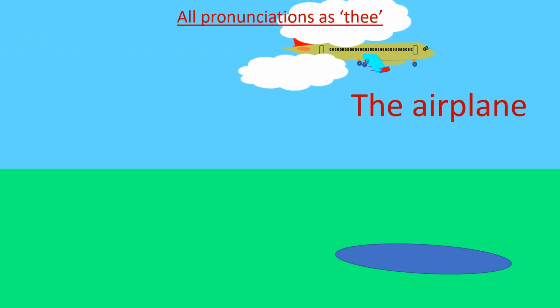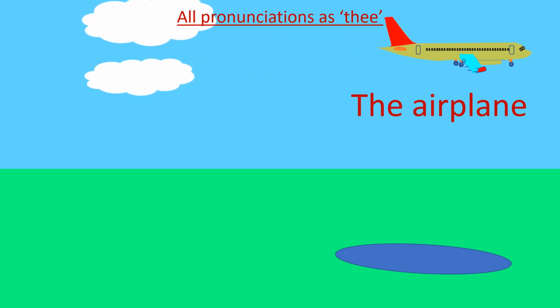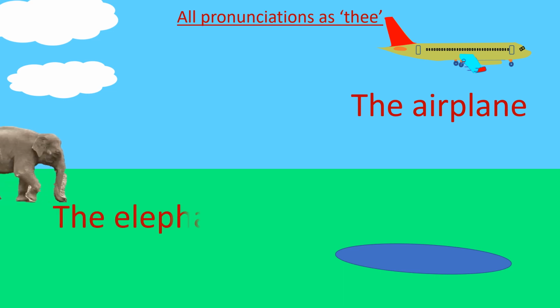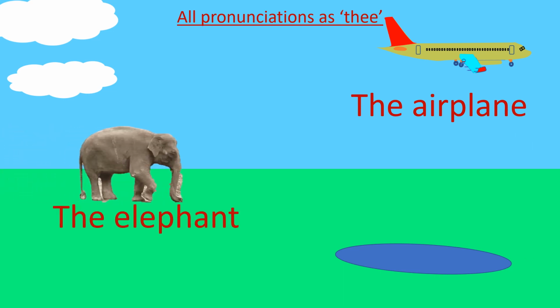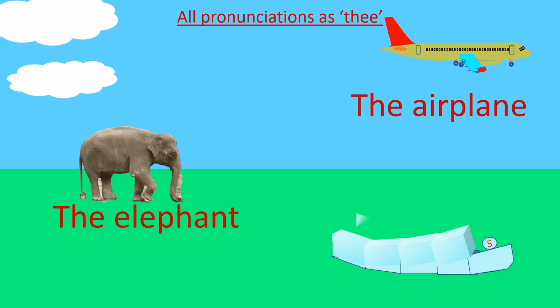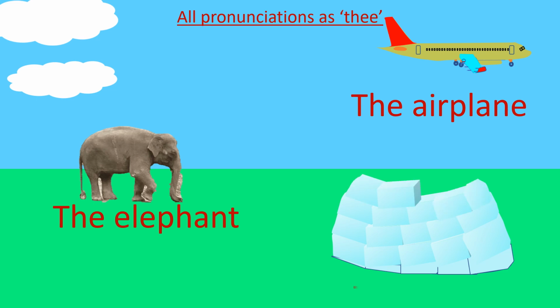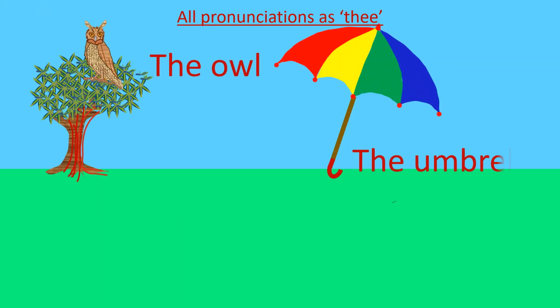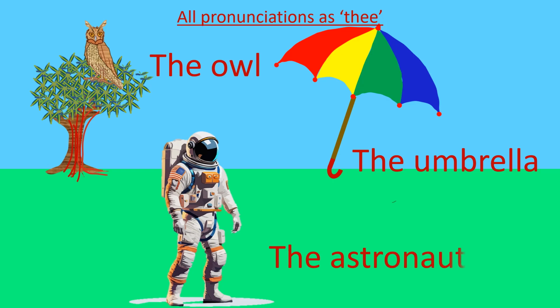Examples of pronunciation as "thee": the airplane, the elephant, the igloo, the owl, the umbrella, the astronaut.